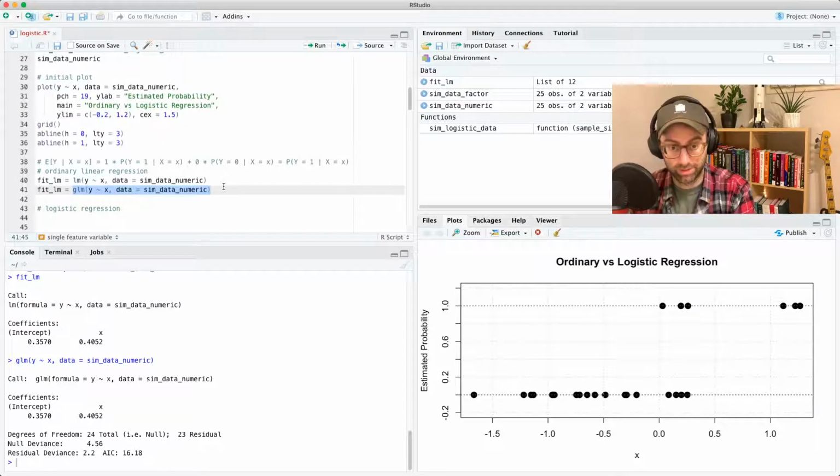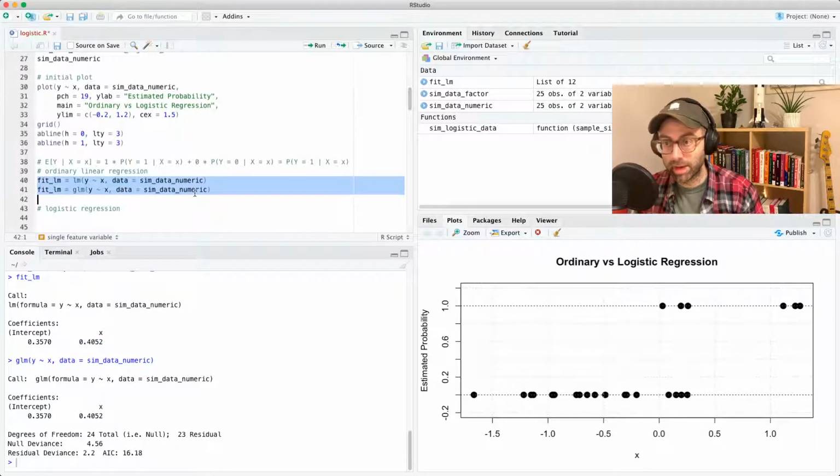That's interesting. This estimated coefficient is exactly the same as this. This estimated coefficient is exactly the same as this. Interesting. So it kind of doesn't matter which one we use.